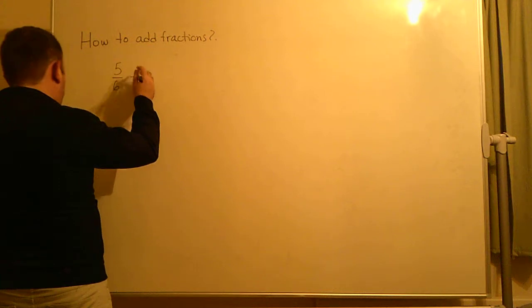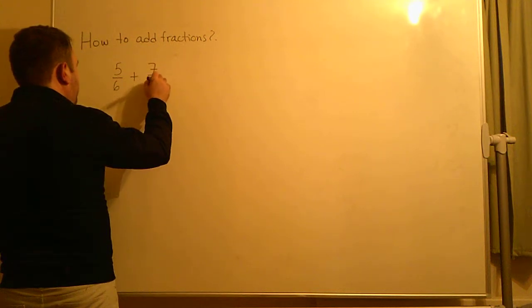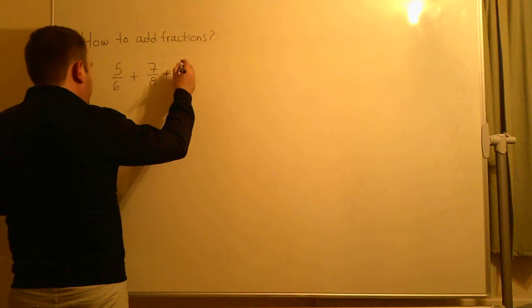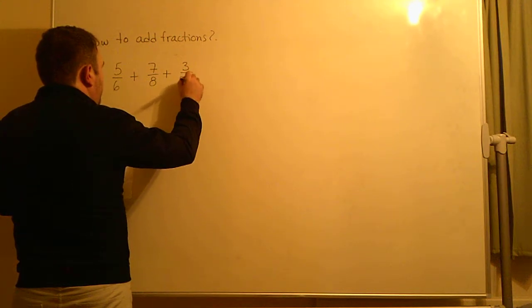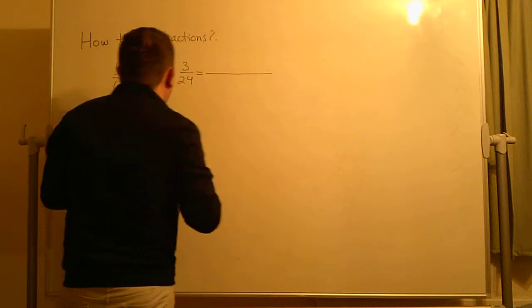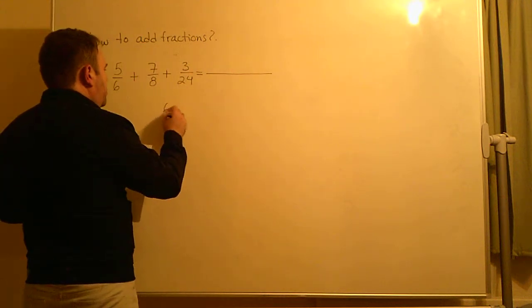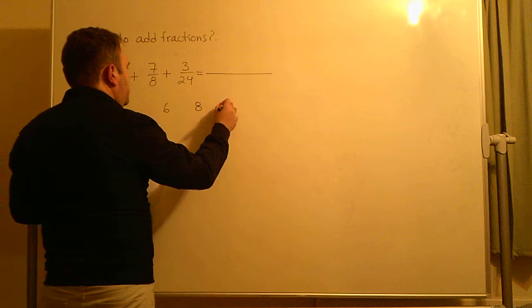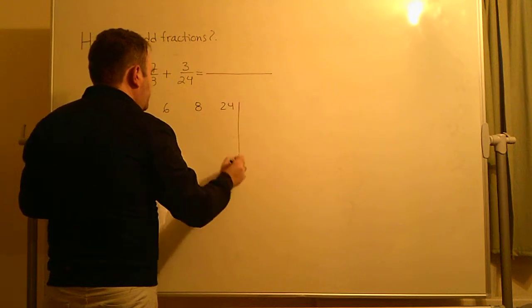So we have 5/6 plus 7/8 plus 3/24. So we're going to do what we always do. We're going to apply the least common multiple technique.